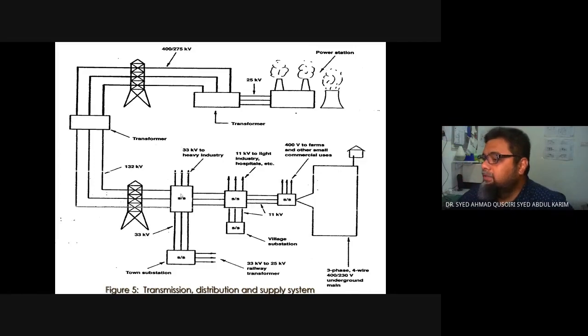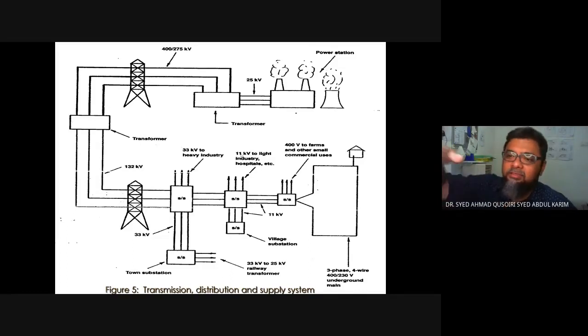Untuk railway kat sini, in this design dia ada turunkan lagi 33 kilovolt turun ke 11 kilovolt. 11 kilovolt untuk light industry. Okay, light industry 11 kilovolt ni pun kira tinggi lagi ni. Untuk kilang-kilang heavy light industries, bangunan-bangunan hospital, memerlukan tenaga elektrik yang agak tinggi, 11 kilovolt. Dan 11 kilovolt ni pun boleh digunakan untuk supply kampung. Kampung-kampung semua boleh guna 11 kilovolt.